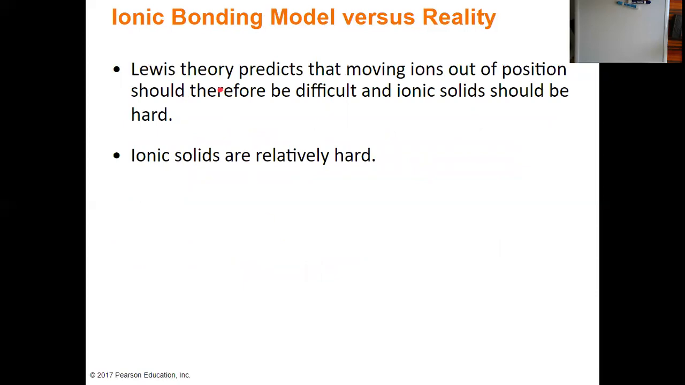Lewis theory also predicts that ionic solids should be hard. Why is that? Well, if they're locked into position with their positive and negative charges, you would imagine that it would take a lot of energy to move any of the ions out of position, right? That position in the crystal lattice is incredibly important to the stability of the structure. If you pull one ion out of the structure, the entire thing kind of falls apart. So when we say that ionic solids are relatively hard, that's actually kind of a scientific term.